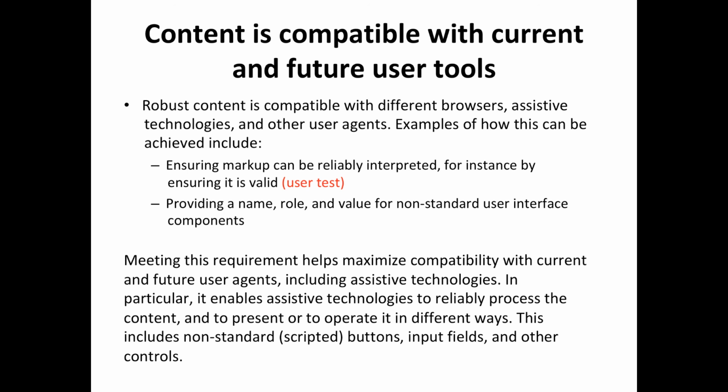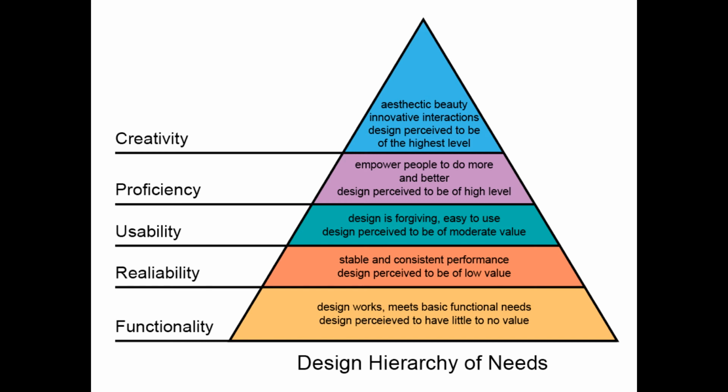And then providing a name, role, and value for non-standard user interface components. So making sure buttons, those all have roles, but if you've done a non-standard, a custom interface component, you've given it names, roles, and values so that way browsers can understand it. Meeting this requirement helps maximize compatibility with current and future user agents, including assistive technologies. In particular, it enables assistive technologies to reliably process the content and to present or operate it in different ways. This includes non-standard scripted buttons, input fields, or other controls.